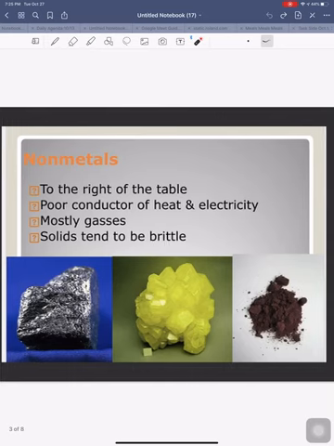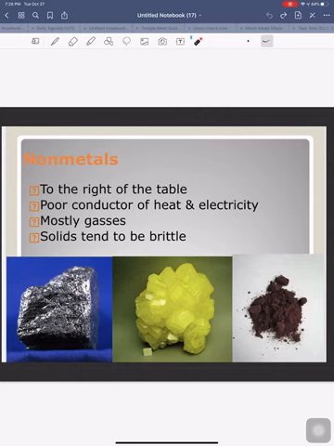Now, let's compare to nonmetals. Very quick comparison. Take everything that we just saw in metals and let's do the opposite. Okay, not very far off there. So they're on the other side of the periodic table to the right, upper right dominantly, and as opposed to being great conductors of heat and electricity, they're very bad conductors of heat and electricity.